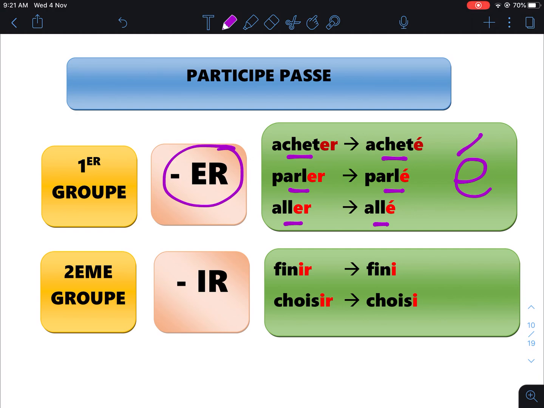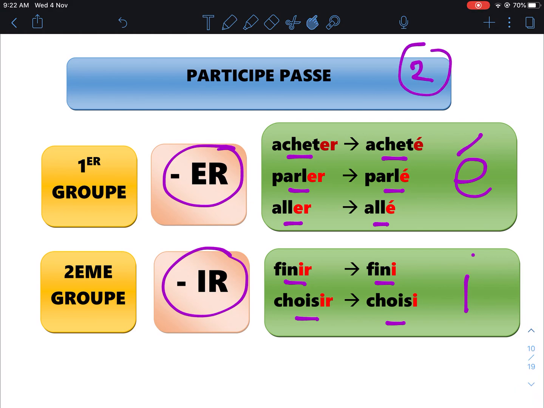Okay, now let's look at the second group of French verbs that ends with IR. For the past participle, normally it will change to ending in I. Here we have finir, fini, choisir, choisi. Okay? Right? That will be for the first group and second group. This is only for the past participle, the second component.